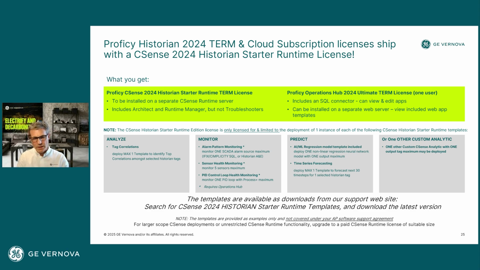And where can you find these templates? Well, if you receive one of these free CSense starter runtime licenses, and you are a GE customer or partner, you can go to our standard customer center support website and just type in the search box CSense starter runtime licenses, and then you will find it there. It is distributed as articles with the templates attached as zip files to articles. Just make sure that you download the latest version.